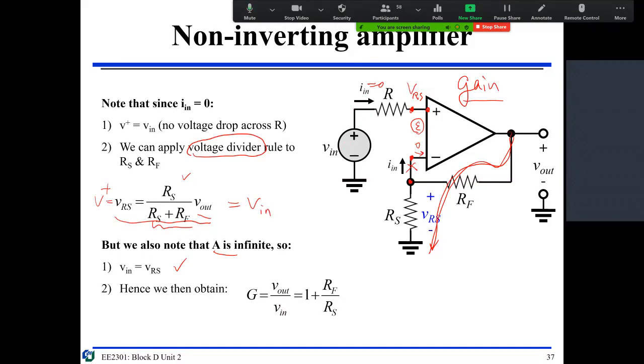So we divide. V in goes to this side, and this guy goes to this side. So it's RS plus RF divided by RS. Then this is 1 plus something, so this is always greater than 1. So this is always amplifying. When you do a non-inverting amplifier, it's always amplifying. It's not possible to do stepping down.